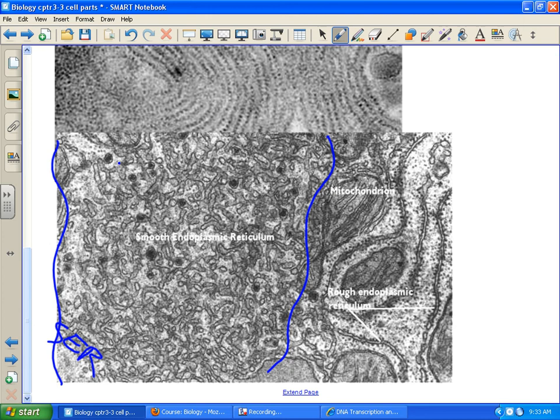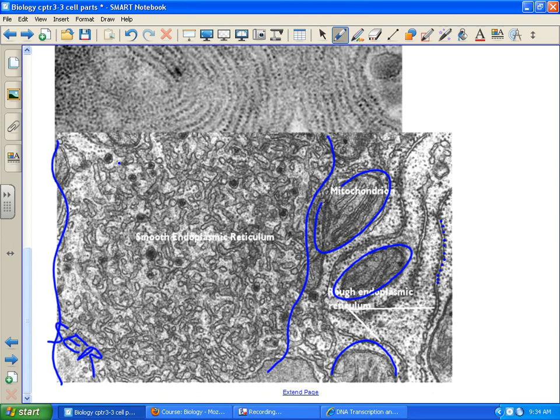What are those dots, mitochondria? Where? Those? These are mitochondria. Those kind of look the same. Yeah, but this is rough ER, because you can see all those little dots on the outsides of those.